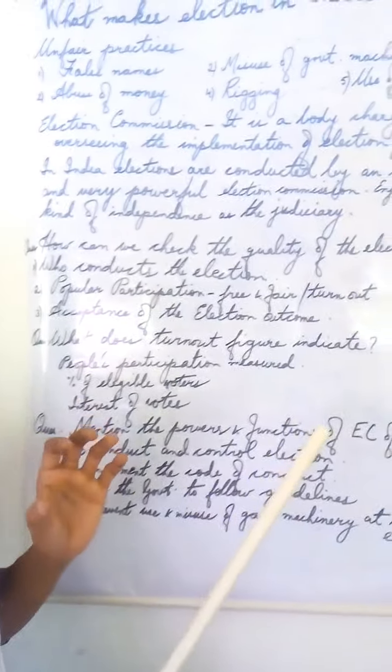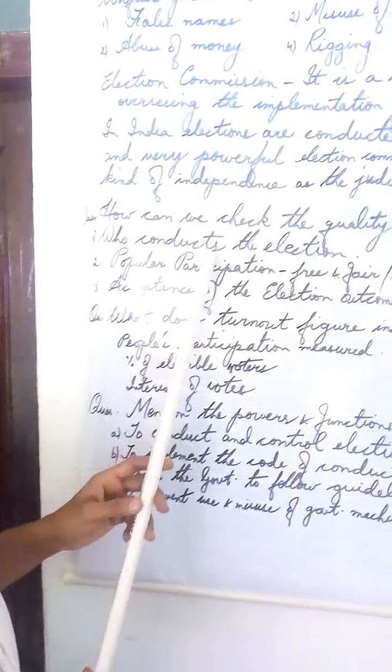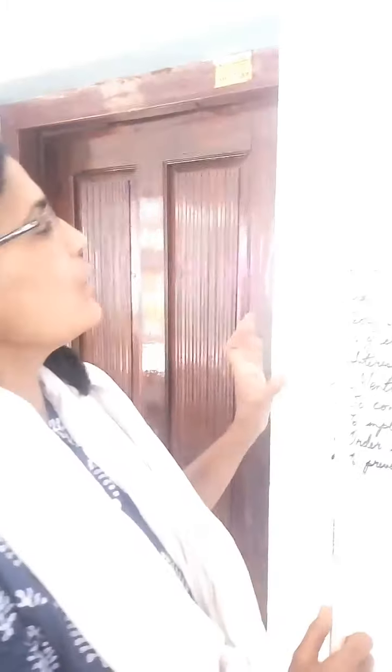I hope the introduction about the Election Commission is clear to you. Now we also have to check the quality of the election process. So how do we measure the quality of the election process? We look at who is conducting the elections. You know that. Another point to check is whether our election process is successful or not, whether it is really worth it.